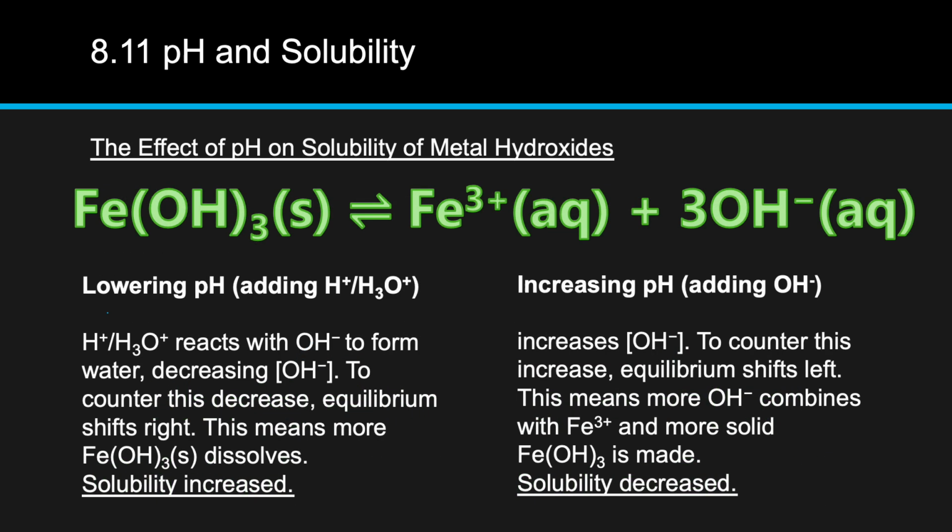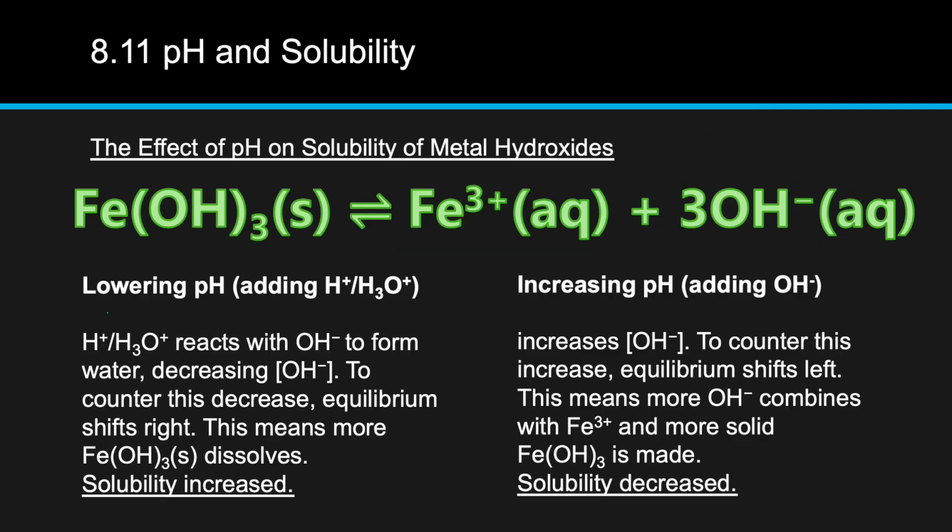All right, now let's look at the effect of pH on solubility of metal hydroxides. Now with metal hydroxides, this is going to be way more straightforward because hydroxide is one of the ions. So if we lower the pH or add more H+ ions, then those are going to react with OH- to form water, and that will decrease the concentration of OH-, which shifts the reaction towards the right, increasing the solubility of iron(III) hydroxide.